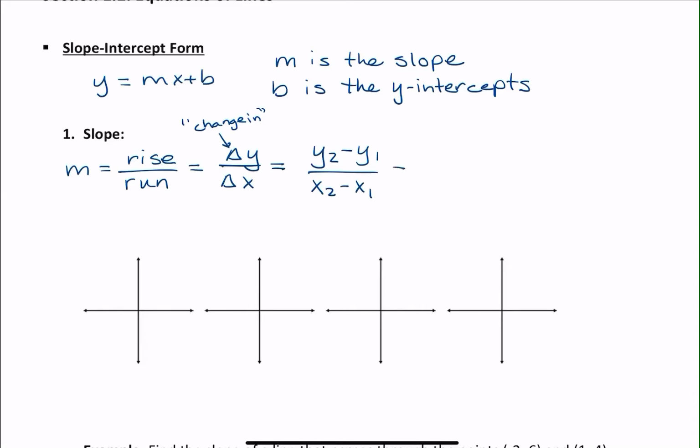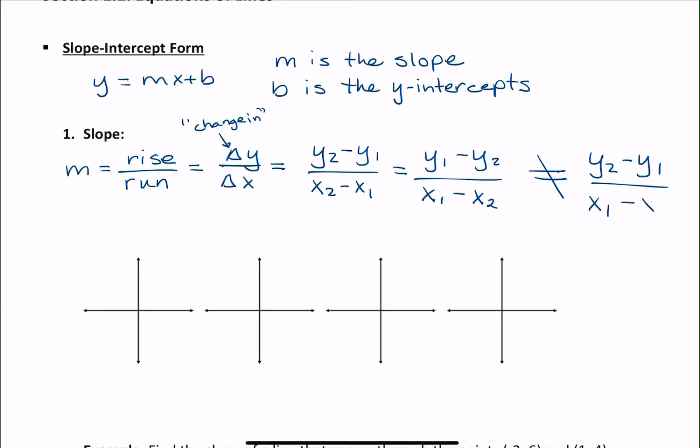And here, just know order doesn't matter. If you started with point 1, you could do y1 minus y2 as long as you started with x1 on the bottom and then did x2. Those are just labels of points, the subscripts, so it doesn't matter which one you name point 1 and point 2. What you don't want to do is mix them up from top to bottom. So if I did y2 minus y1 and then did x1 minus x2, then you're not going to get the correct slope. So make sure you keep them in order.